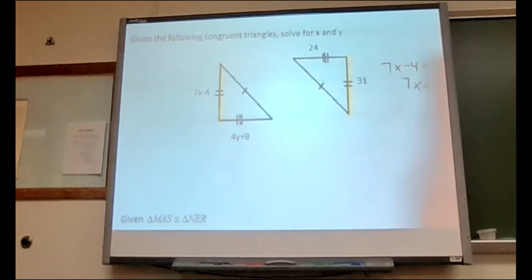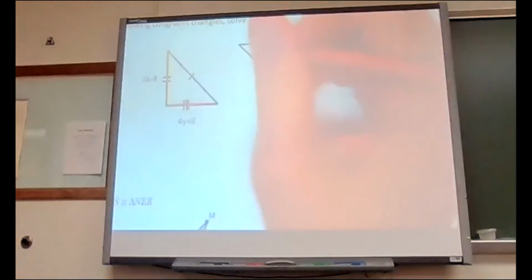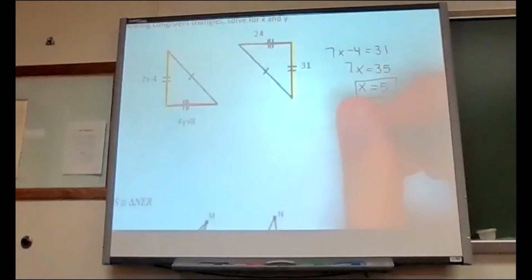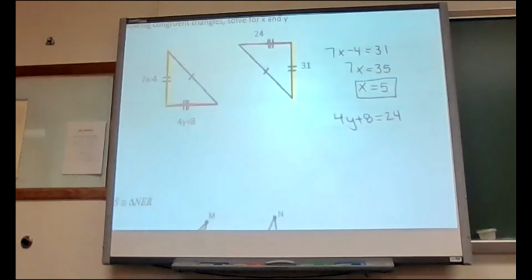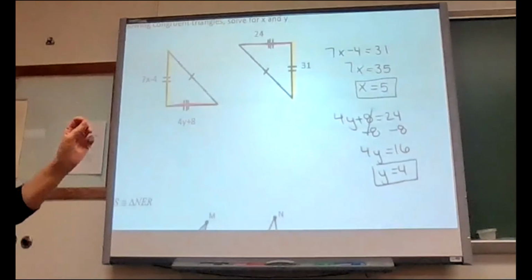Or 7x equals 35. Oops, sorry. And x equals 5. Same idea to solve for y. Well, 4y plus 8 corresponds to 24, because they both have 3 tick marks. And then I can solve from there. So subtract 8. 4y equals 16. And y equals 4. That's the easy setup when it marks the matching sides.